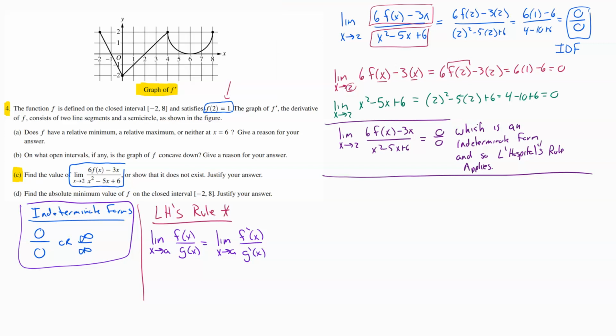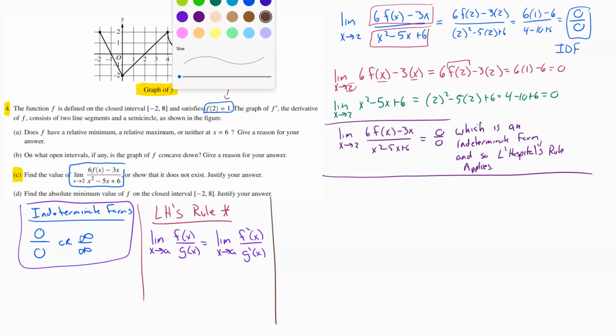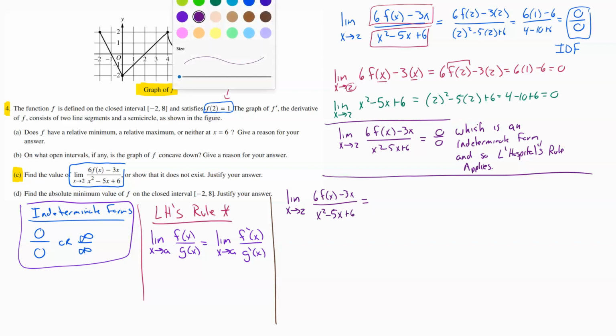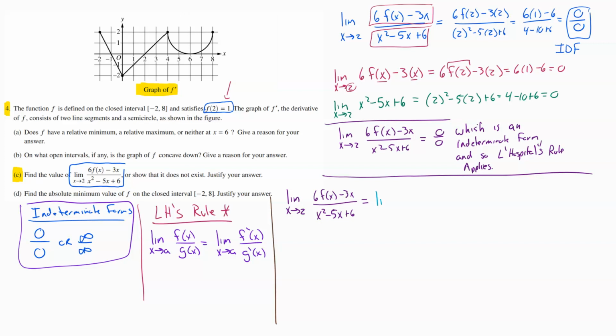So you would kind of want to give them the full statement so that they know you're making all the connections, right? We would start with our original limit. So the limit as x approaches 2 of 6f of x minus 3f of x over x squared minus 5x plus 6. This is going to equal, and now we're going to take the limits of these pieces. You're never going to do a quotient rule here. You're always just going to think about it as a top derivative and a bottom derivative.